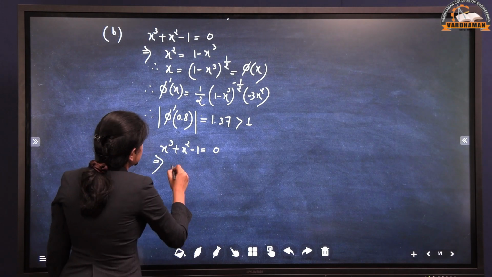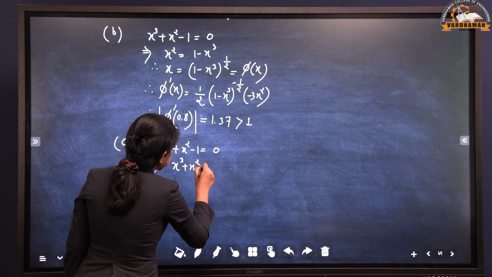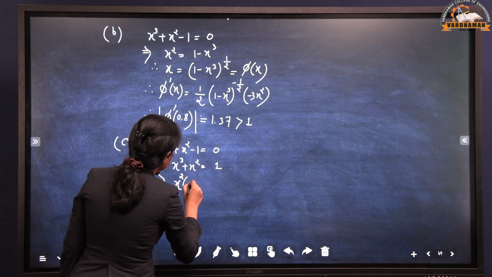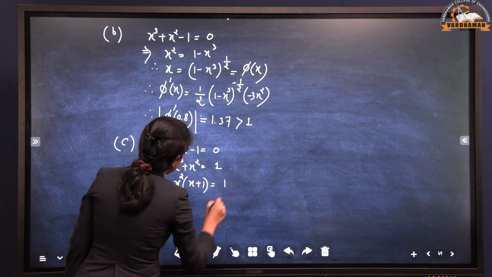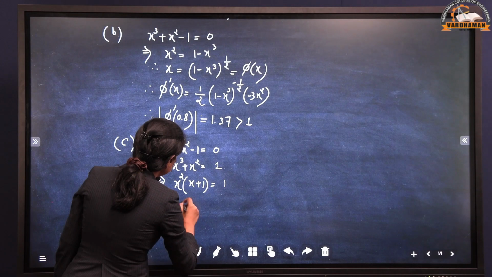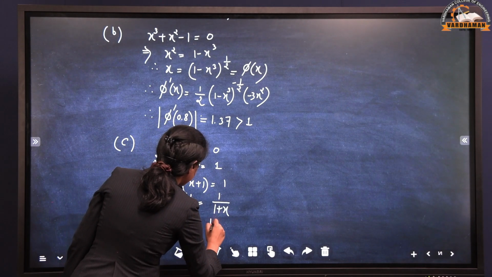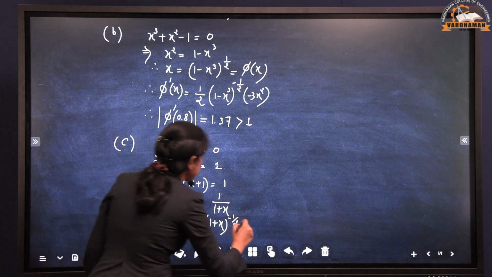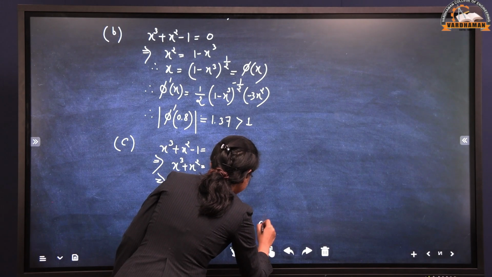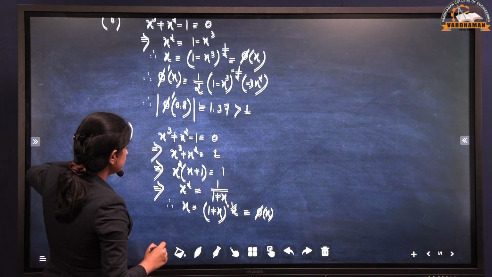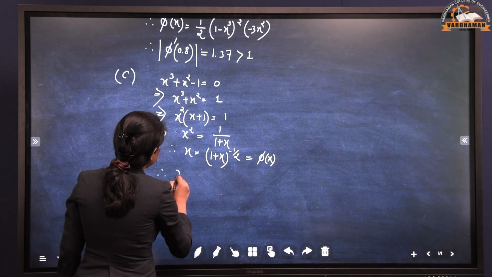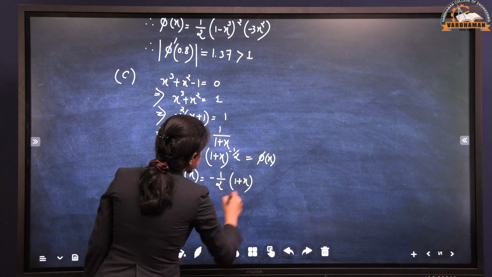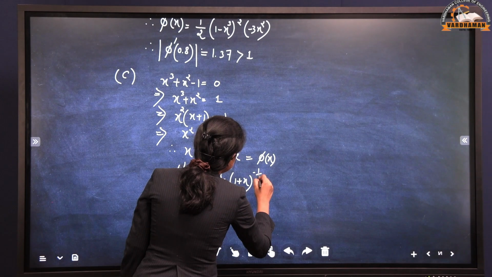So how can you write it? You can keep x cube plus x square this side and 1 that side. Take x square common, what you will get? x square (x plus 1) equal to 1. Therefore x is (1 plus x) power minus 1 by 2, that is phi of x. Next, again you need to find phi dash x from here. Therefore phi dash x will be minus 1 by 2 (1 plus x) power minus 1 by 2 minus 1.